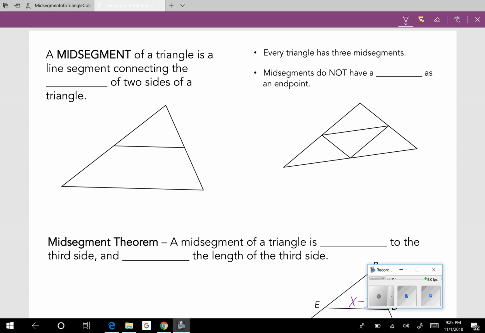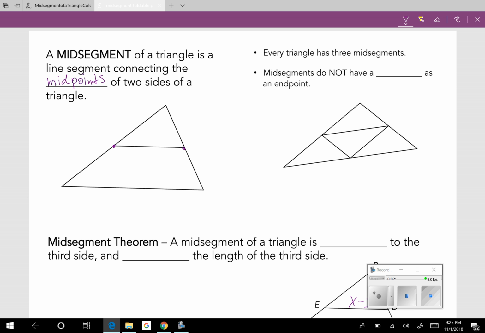A mid-segment of a triangle is a line segment connecting the midpoints of 2 sides of a triangle. Okay, now midpoint, that means it's halfway between. So right here, this line in the middle, that is your mid-segment. It is halfway along this side right here and halfway along that side right there.